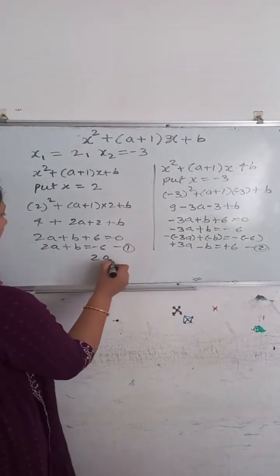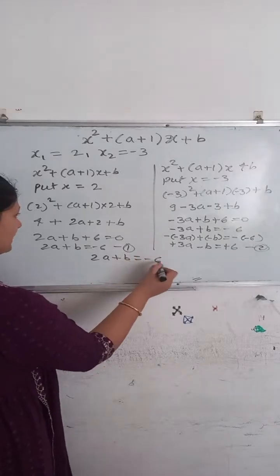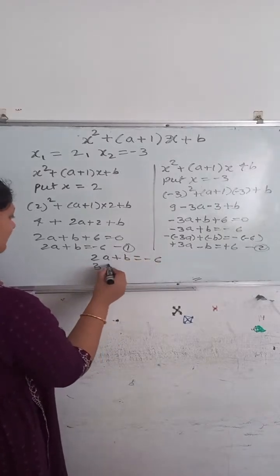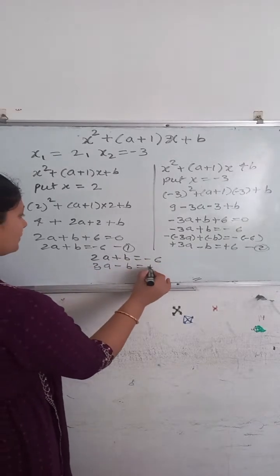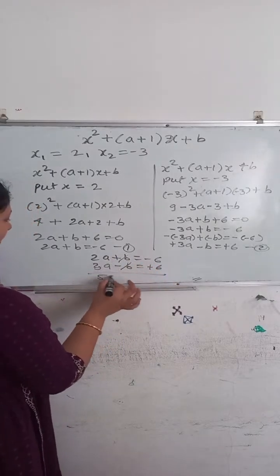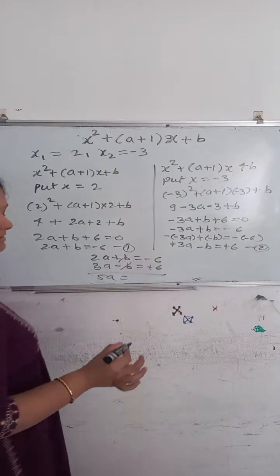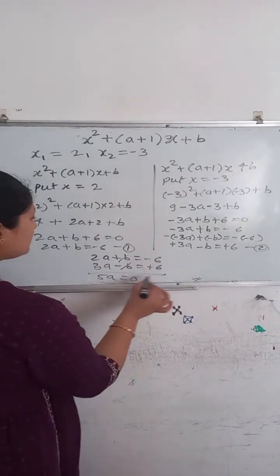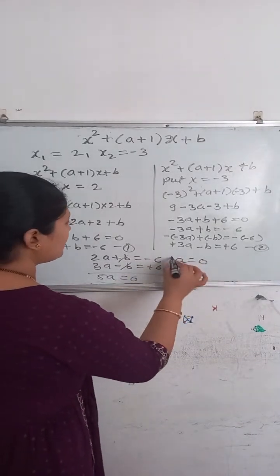Okay, so 2a plus b is equal to -6, and we have here 3a minus b is equal to plus 6. You can add them, b and b get cancelled. 5a is equal to -6 plus 6, which is 0. So a, I am getting here, is 0.